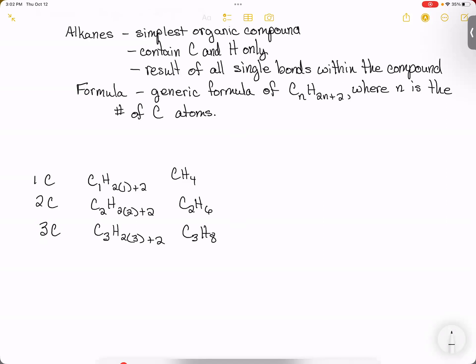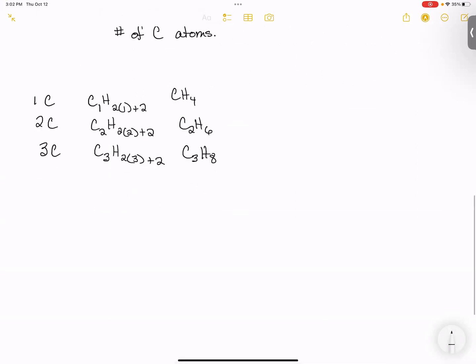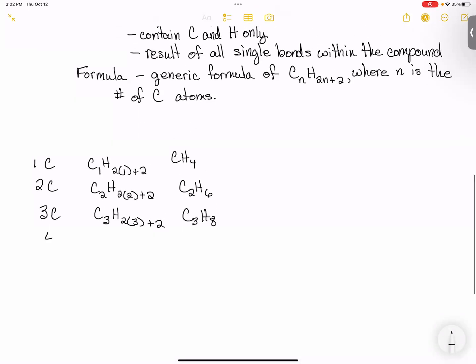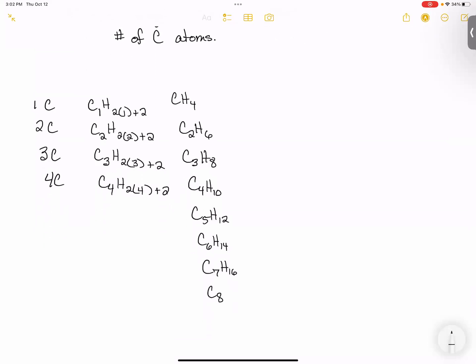4 carbons, it'd be C4H, 2 times 4 plus 2, or C4H10, and hopefully you got the gist. So the next one would be C5H12, C6H14, C7H16, C8H18, C9H20, C10H22.